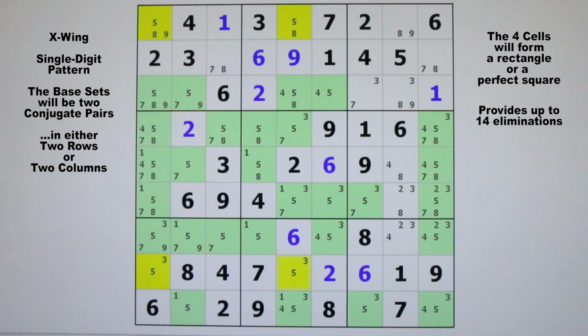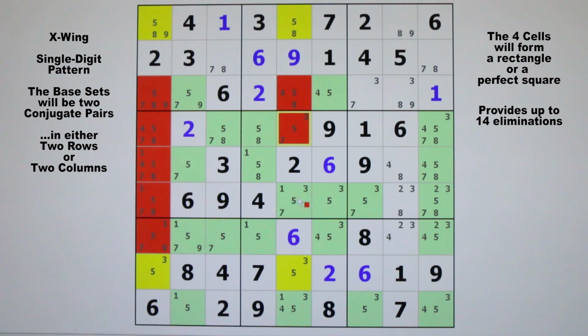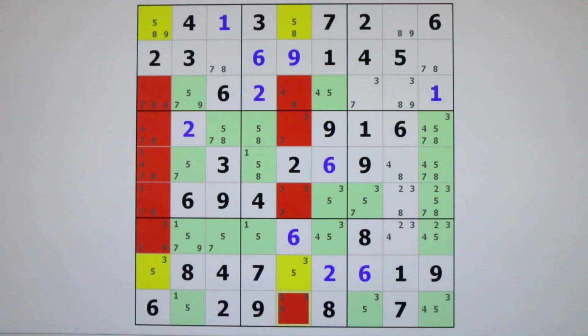And so where are they? They're here, here, here, here, and here. And they are here, here, here, and here. So we can eliminate the candidate 5s from all of those red cells. 1, 2, 3, 4, 5, 6, 7, 8, 9. This is a very common but powerful technique, and you will see these pop up all the time in puzzles of any difficulty level. Okay, so that's about it for today.